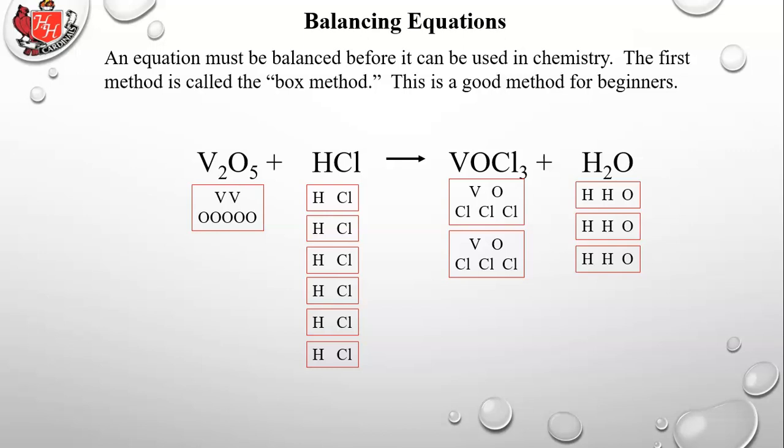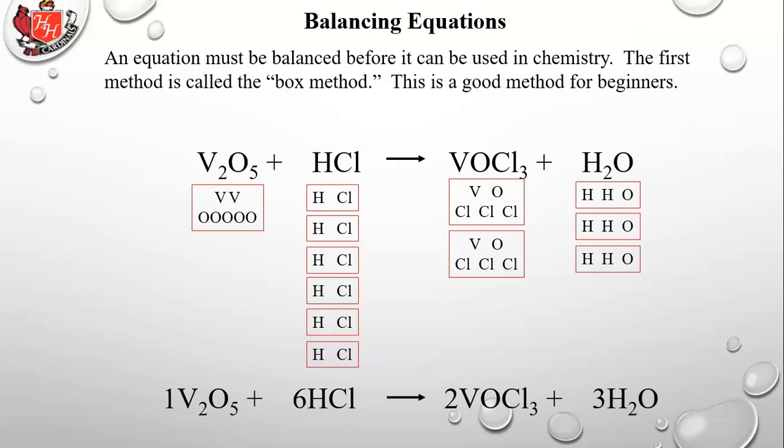So now what you do is you place coefficients in front of each of these compounds, and that's going to balance the equation. You have one box where you see V2O5, so you're going to put a 1 there. You have 6 boxes where you see HCl, so you'll put a 6 in front of that. You see two boxes underneath VOCl3, you put a 2 in front of that, and then you see 3 boxes under H2O, you put a 3 in front of that, and that's a balanced equation.